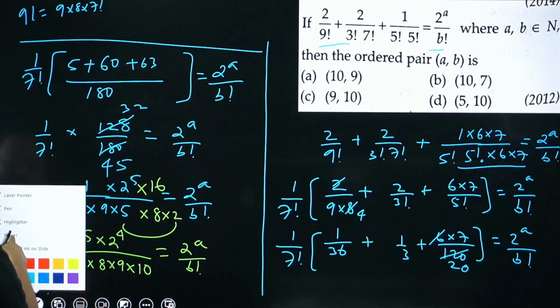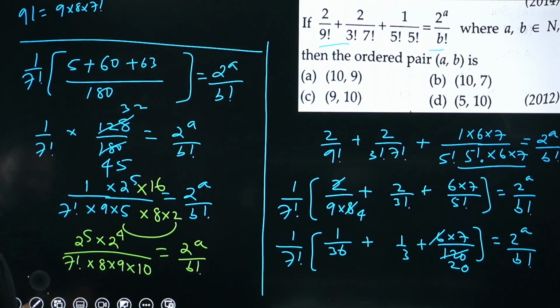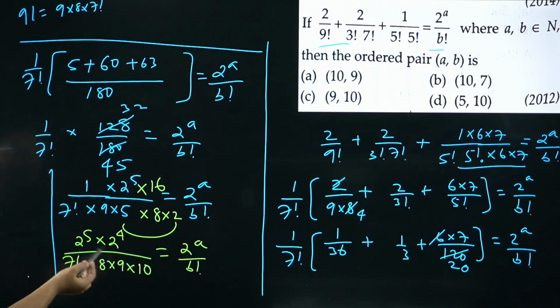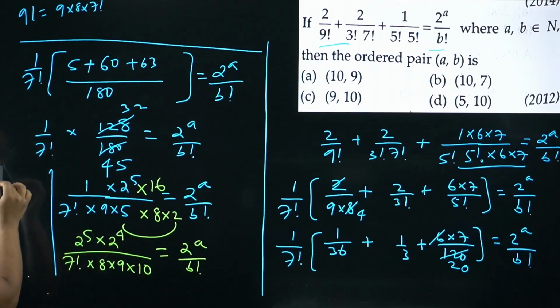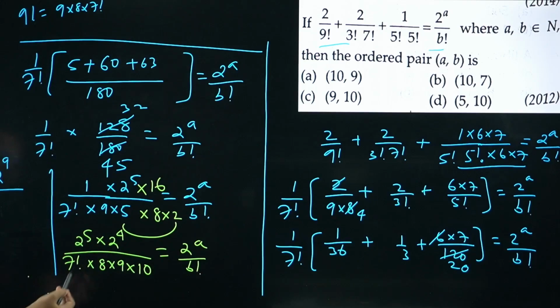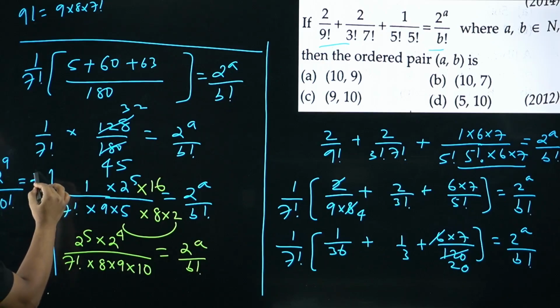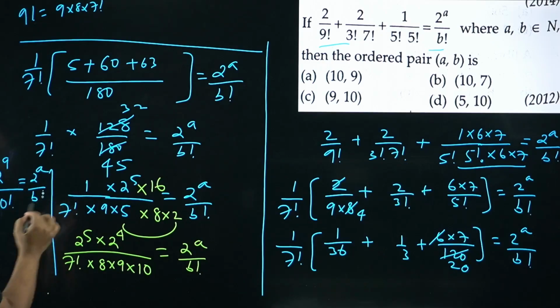1 second. I can write better. So I'll write it over here only. Please check. So I'll have 2 power 5 plus 4, so 2 power 9 upon, please check, 7 factorial into 8 into 9 into 10. How much is that? 10 factorial equals to 2 power a and b factorial. What is the answer? Answer of a is 9 and b is 10.